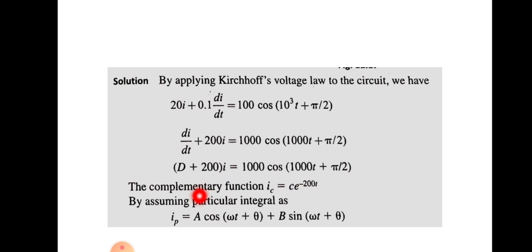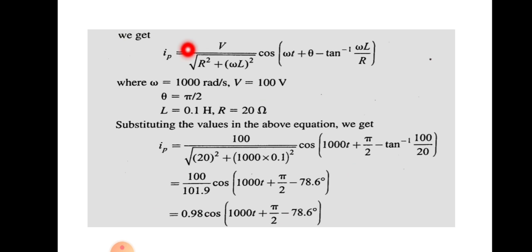The particular solution will be of the form A cos(omega t plus theta) plus B sin(omega t plus theta). But we know this equation as IP equal to V by square root of R square plus (L omega) whole square, into cos(omega t plus theta minus tan inverse of omega L by R). You should learn this equation by heart. This is the form of the particular solution.